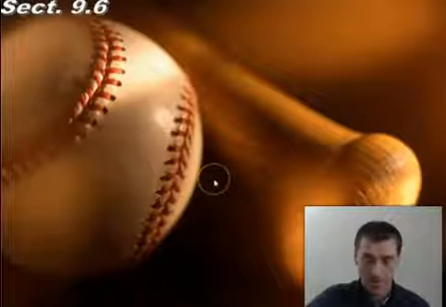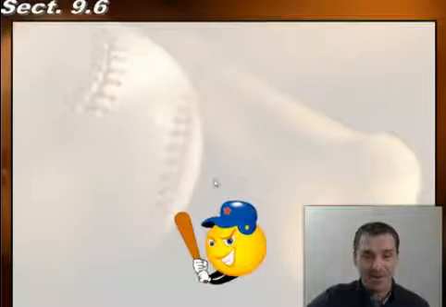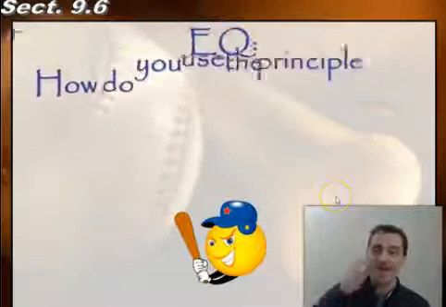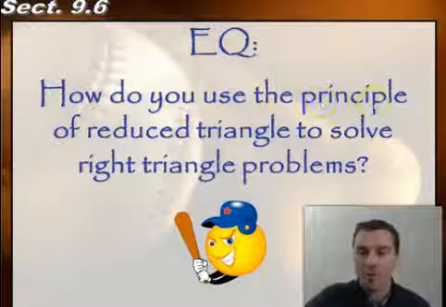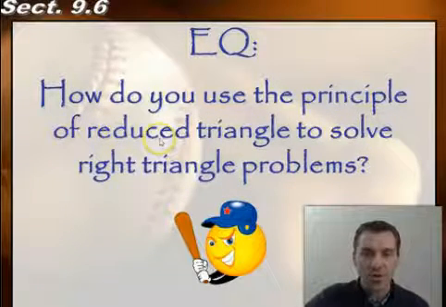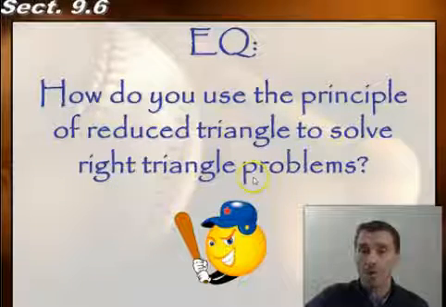Anyways, here is the essential question for this part of the video. What we're going to be talking about is this: how do we use the principle of reduced triangle to solve right triangle problems?